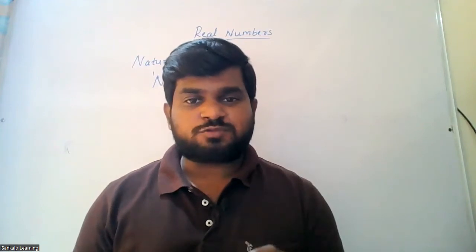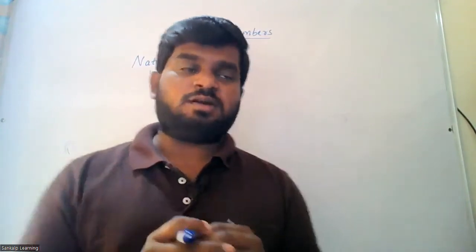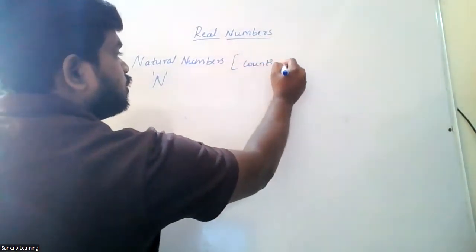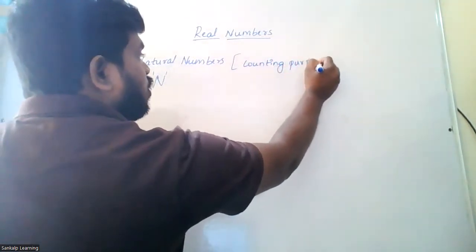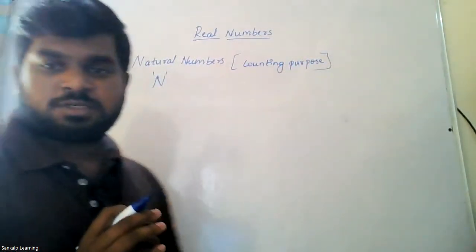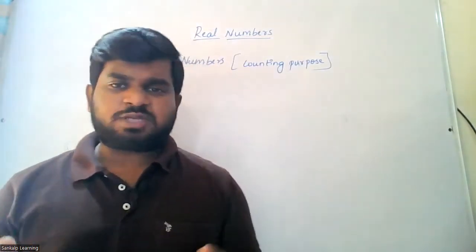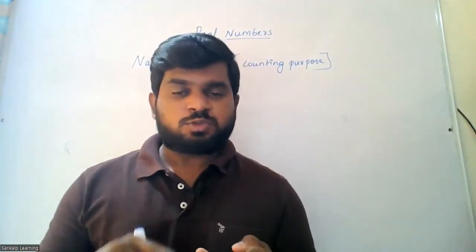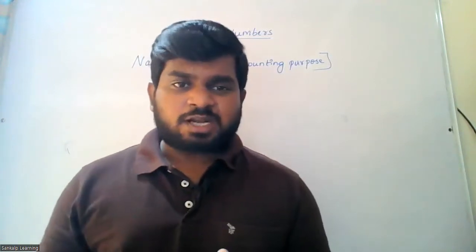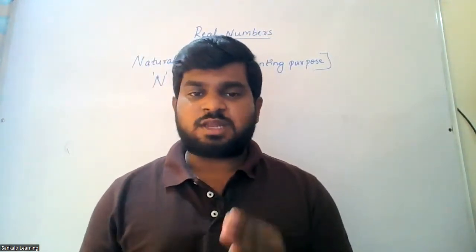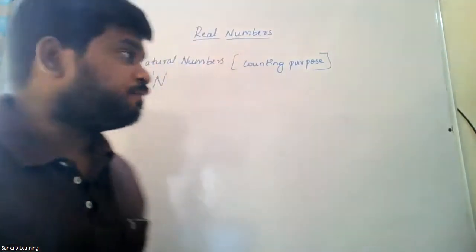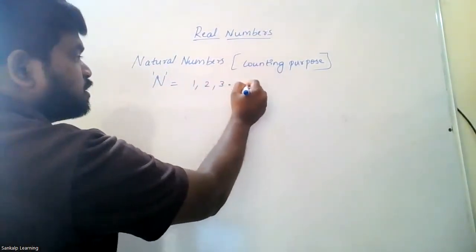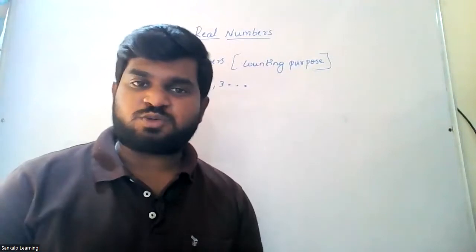Those numbers which are used for counting, that is the important word. Numbers used for counting purpose, those type of numbers are called natural numbers. How do you count? Suppose I give you some chocolates and ask you to count how many are there. You start with 1, 2, 3, 4 and so on. That is why we say the numbers which start from 1. But the correct way is the numbers which are used for counting purpose. So in this N, we have got 1, 2, 3 and it keeps going. Those are natural numbers.